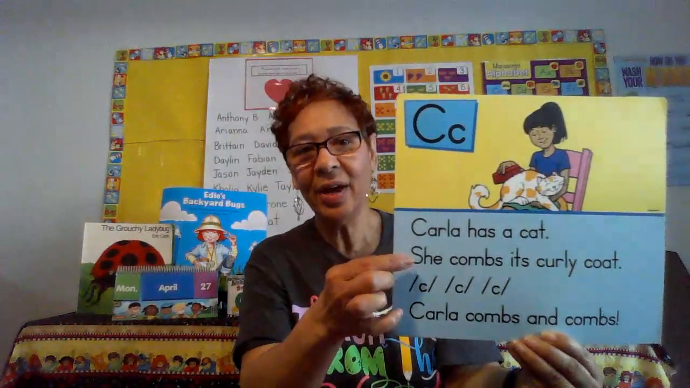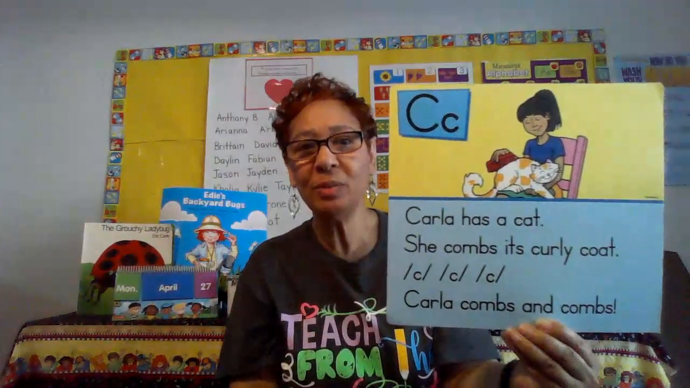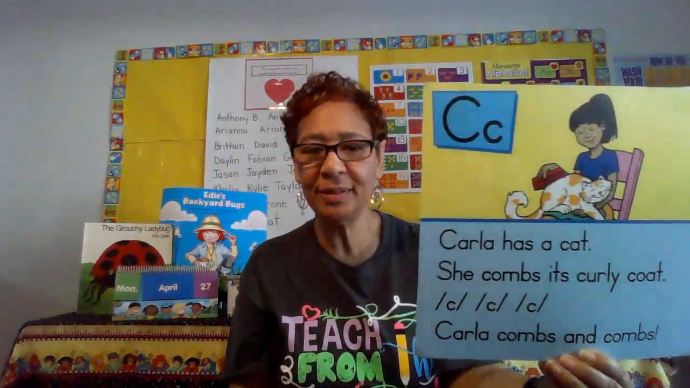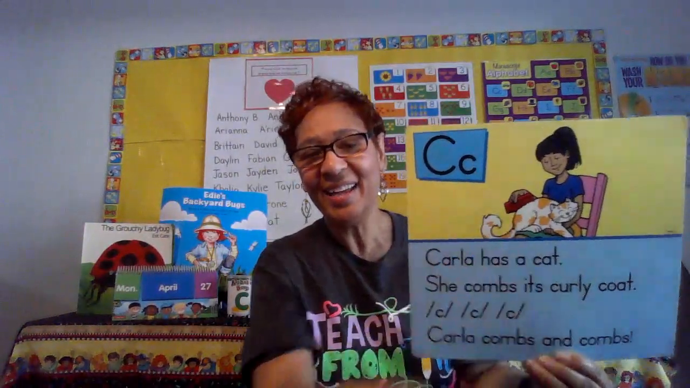This sentence here, it says, she combs its curly coat. Is this cat wearing a coat? We wear a coat when it's cold outside, don't we? Were you aware that an animal's fur is called its coat? That's why this says she combs its curly coat.